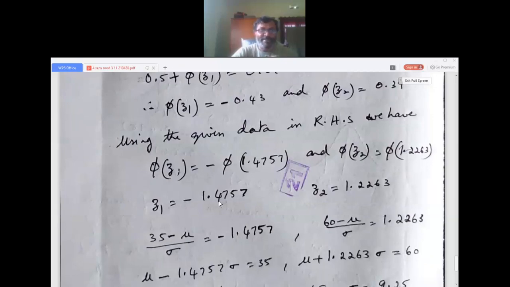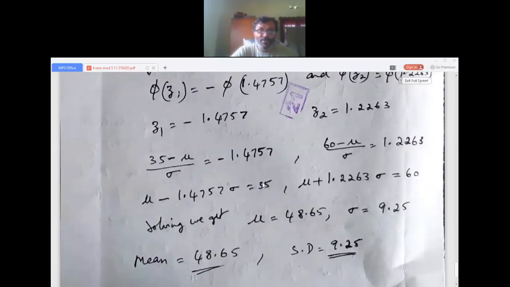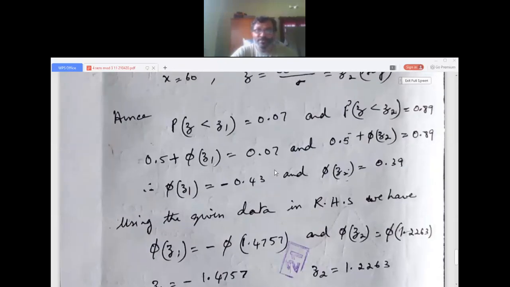Once we get Z1 as minus 1.4757 and Z2 as 1.2263, then you put these in the equation. Some students have doubt about where we got that equation. Okay, so put it in the equation. Where you will put it is this equation.